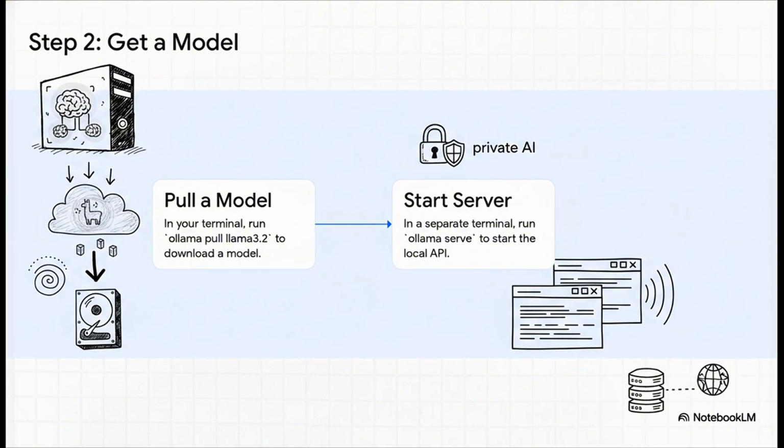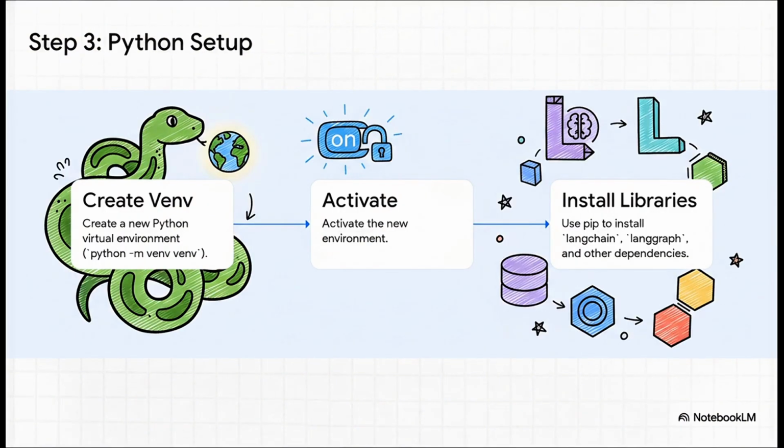Then, and this is key, in a separate terminal, you run Ollama serve. That command fires up a local server, creating an API so our Python code can talk to the model. Last piece of the setup puzzle is Python. Now, it's always a good idea to create a virtual environment. It just keeps all your project's tools in one tidy box.